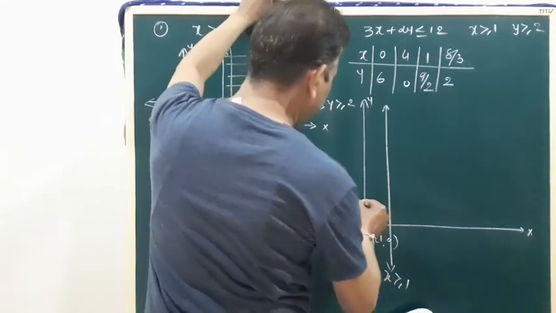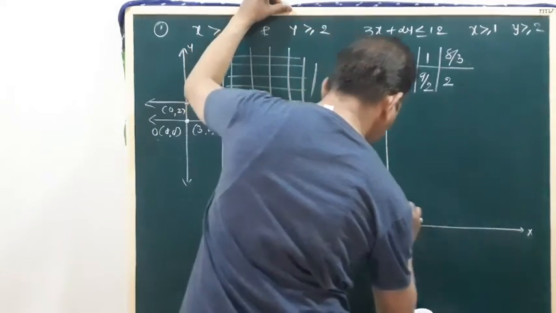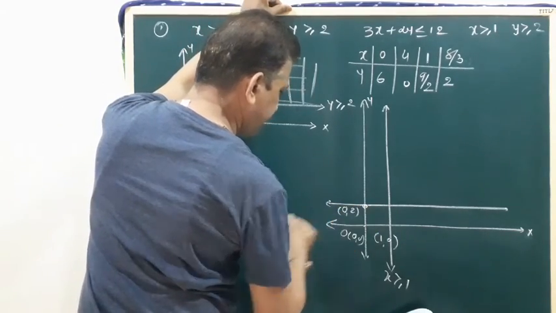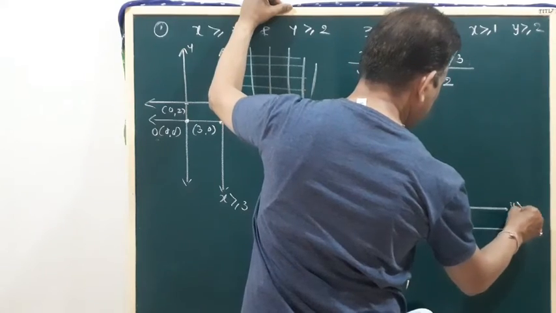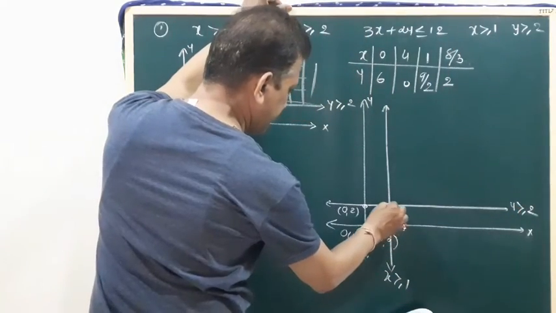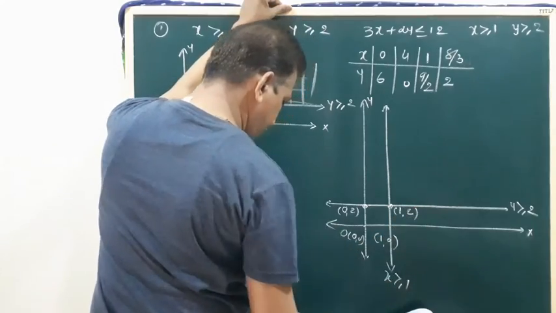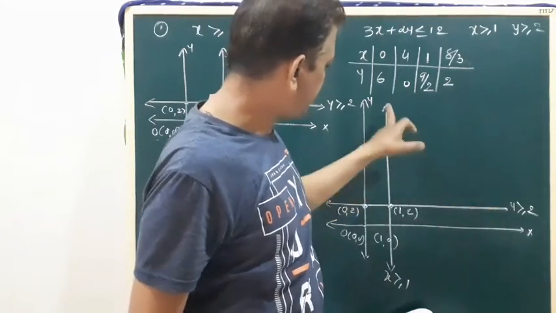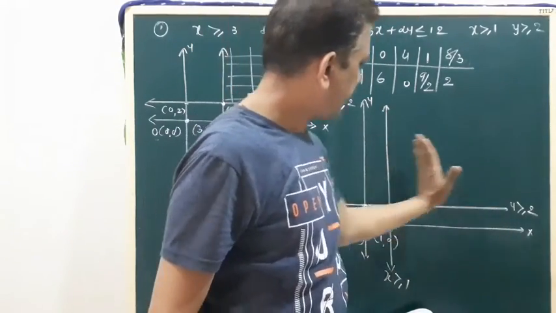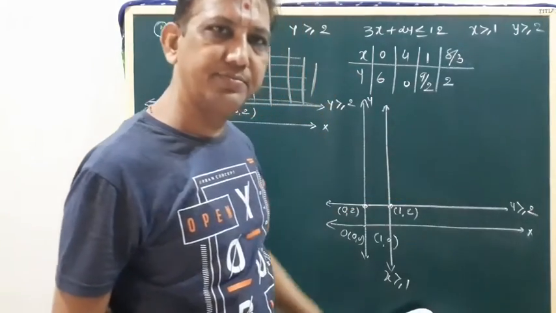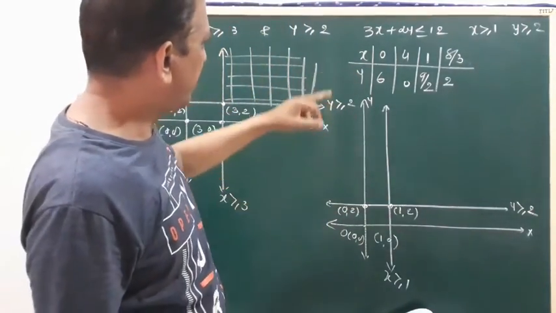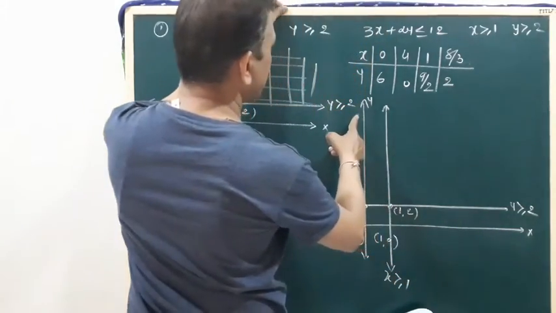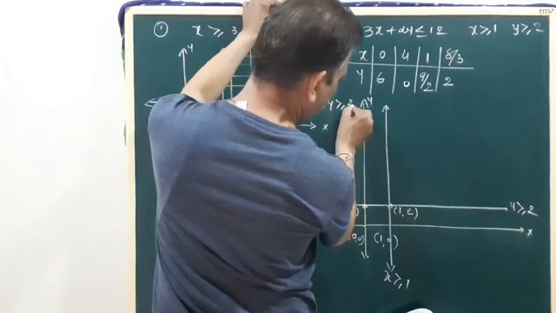Now y is greater than or equal to 2. Here 0, 2. So our intersection point is 1, 2. Our common portion of these two lines is L shape, the right side and upper part. This is the common portion. Now the third line: 4, 0 on the x axis, and here 0, 6. So we draw the line.